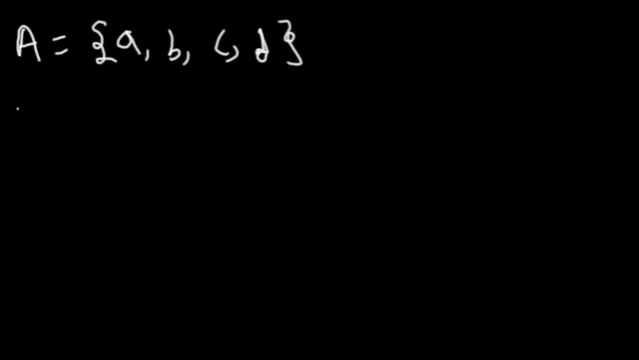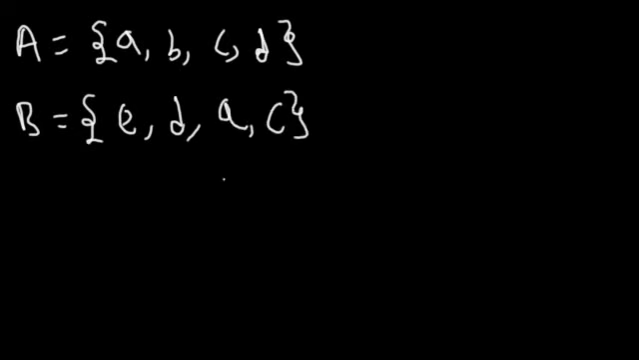Okay, so let's say we have A to denote a set, and it includes elements A, B, C, D. And we also have B to denote a set, and it includes elements E, D, A, C. Is set A and set B equal?